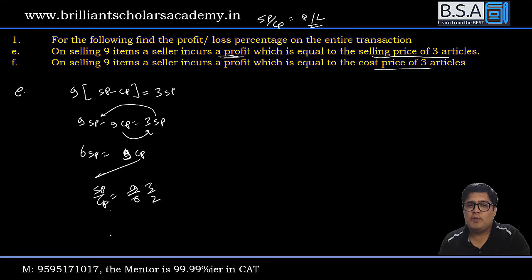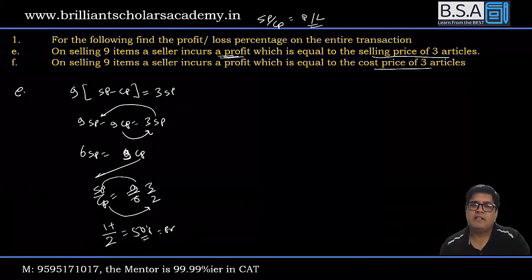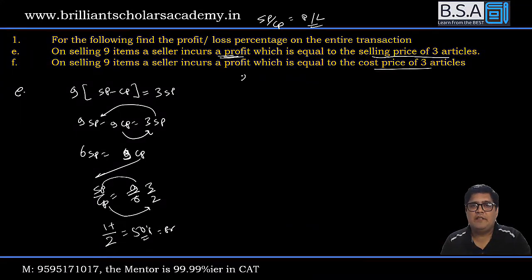So on a cost price of 2, there is a gain of 1. What is in front of CP? 2. On the cost price of 2, there is a gain of 1. So there is a 50% profit in this particular sale or transaction. What does F say? Again, variation.